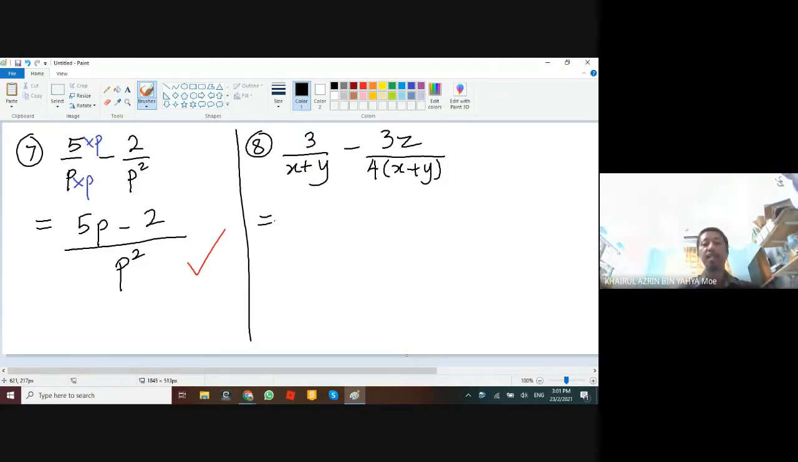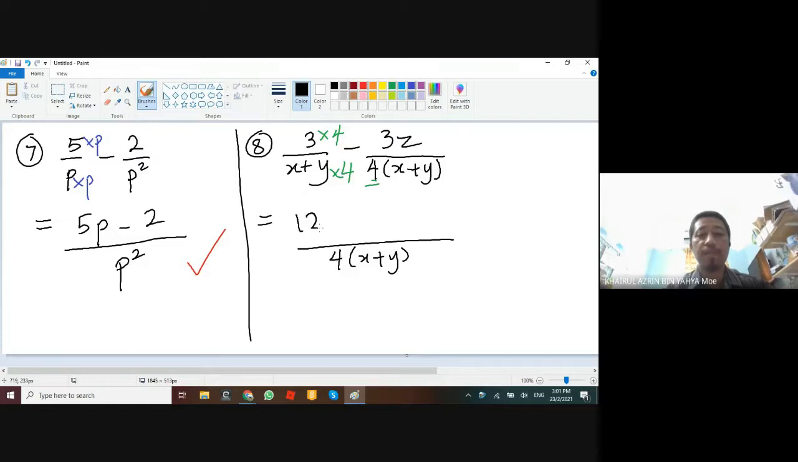So now the denominator, this one we need to multiply with 4, right? So the numerator also we multiply with 4, right? Because of this. Okay, so we write like this: 4x plus y for the denominator. Okay, numerator 3 times 4 is 12 minus 3z. That's all. This is the answer for question 8. Very easy.